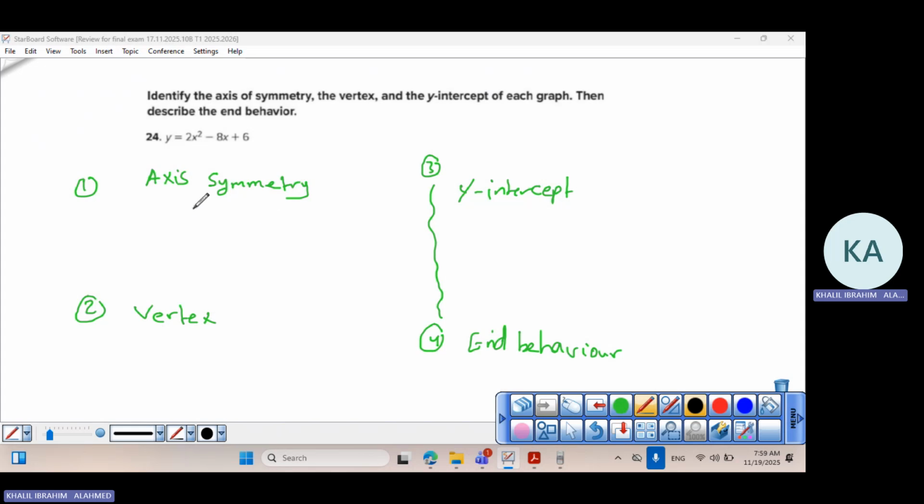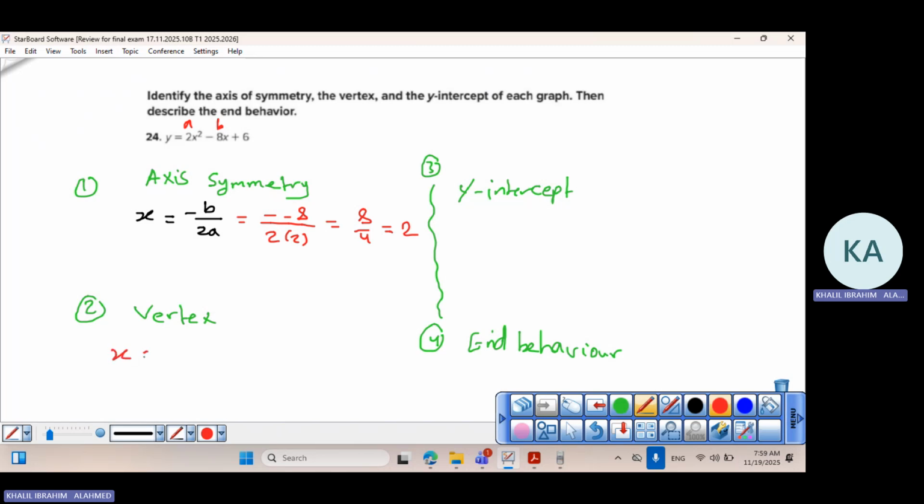Axis of symmetry, that means x equals negative b over 2a. But where's a, where's b? This is a, this is b. Be careful about this. It equals negative 8 over 2 times 2. The answer 8 over 4. The answer equals 2.